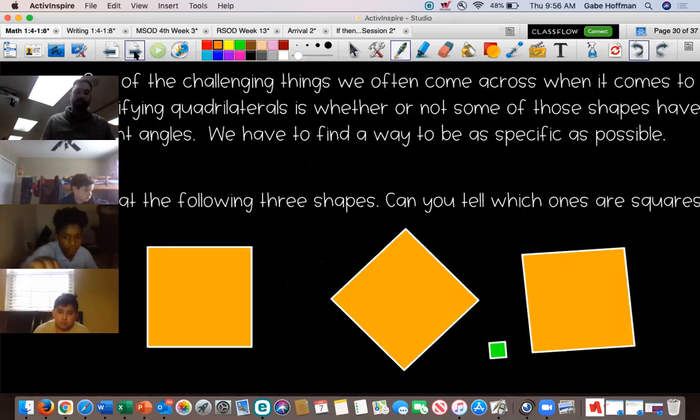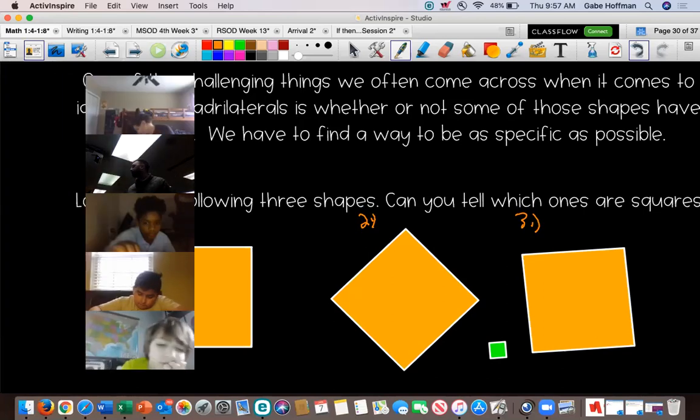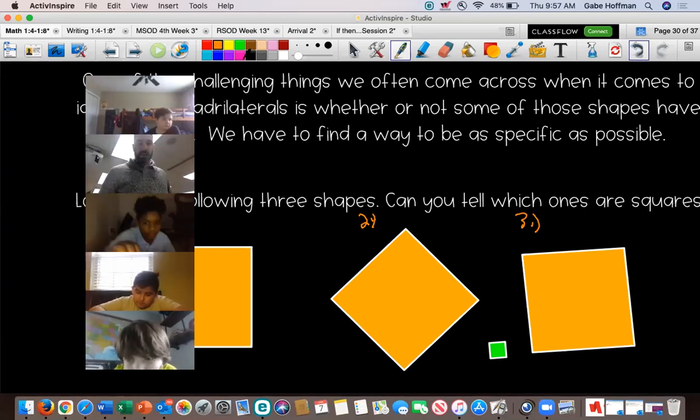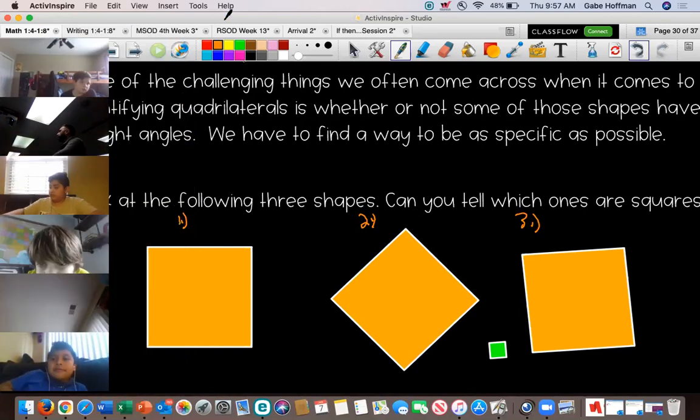I have 3 quadrilaterals on the screen. I'm just going to do a quick survey, thumbs up, thumbs down. I'm going to number these real quick. So we have 1, 2, and 3. I want every single person to do this for me. So Derek, turn your camera on. Clay, get in a spot where I can see you. Thank you.